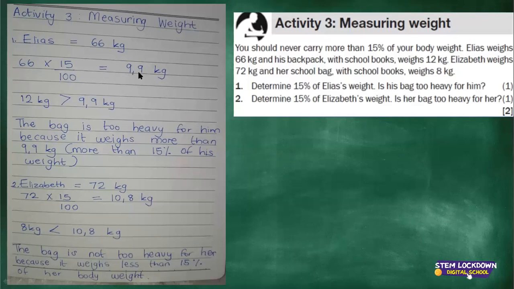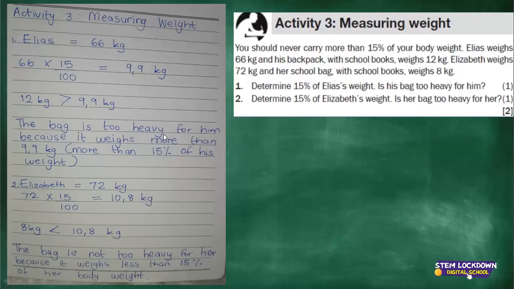Then we need to determine the size of his backpack. They are telling us it weighs 12 kilograms. So 12 kilograms is greater than 15% of his weight, because 15% of his weight is 9.9 kilograms. That means when he's carrying the backpack, which weighs 12 kilograms, he is carrying a bag that is too heavy for him. Understood? Then we've answered the question.